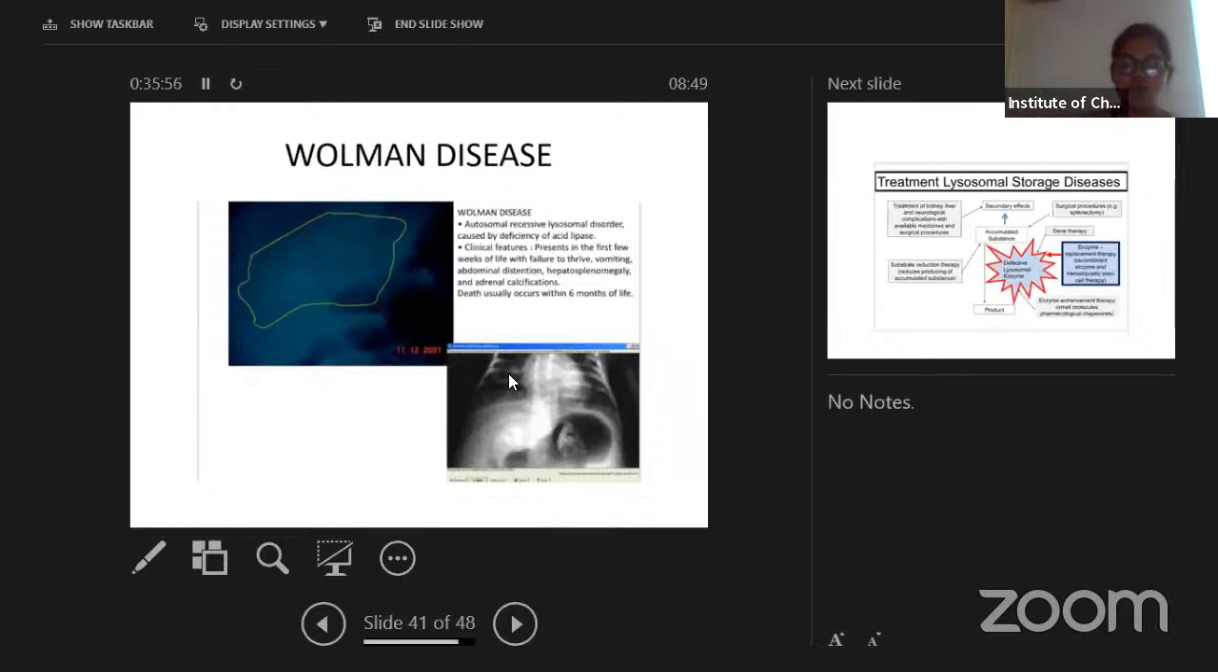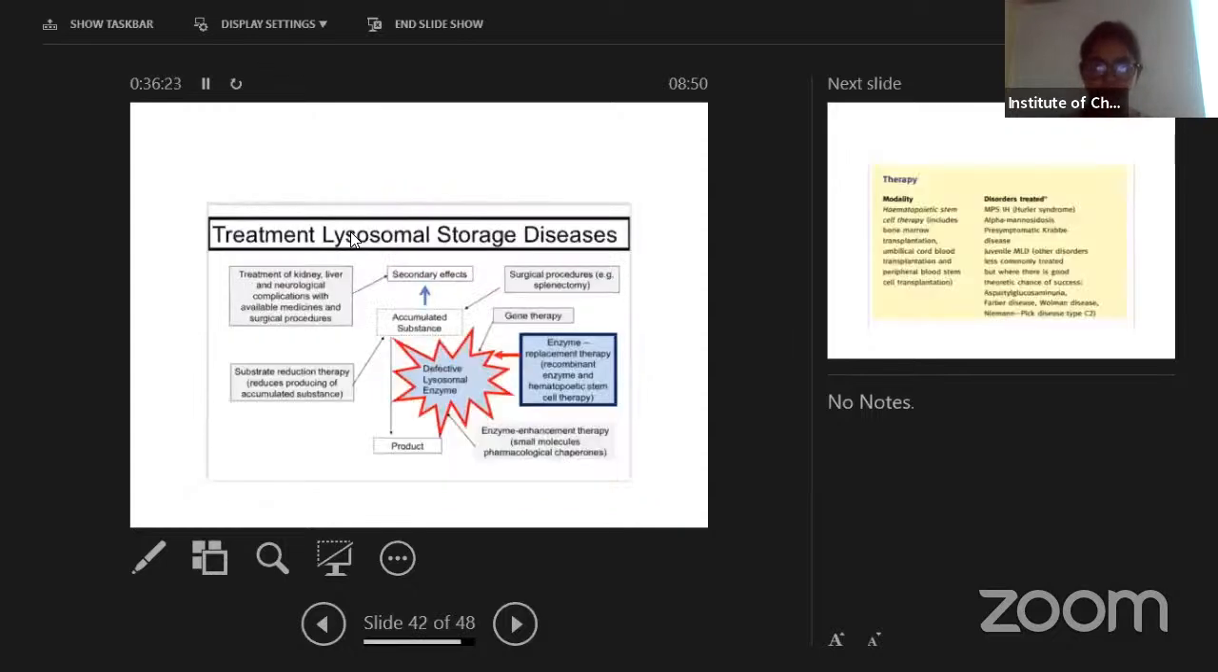Wolman disease. It is an autosomal recessive lysosomal disorder caused by deficiency of acid lipase, and it presents in the first few weeks of life with failure to thrive, vomiting, abdominal distension, and hepatosplenomegaly. On X-ray, this shows calcification of the adrenal gland, and this kind of patient usually dies within the first 6 months of life.